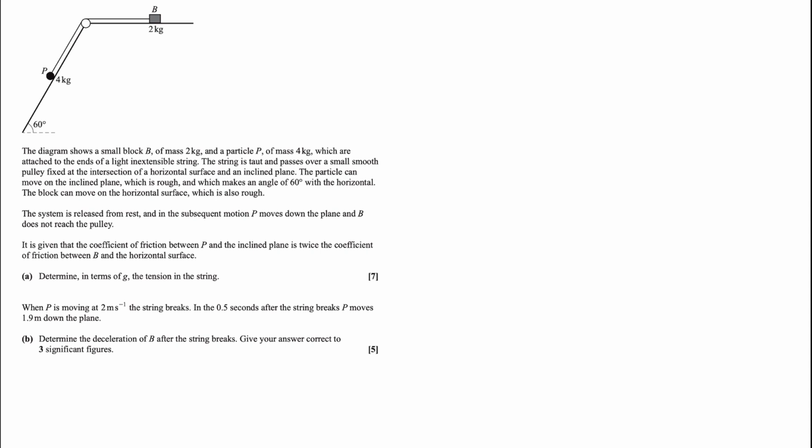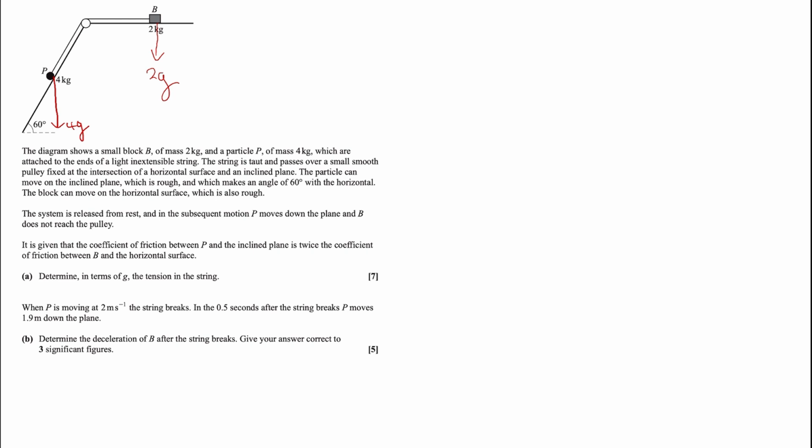Now what I do with these is as soon as I read something in the question, I start to draw it on the diagram. So the diagram shows a small block B of mass 2 kilograms, which means we're going to have the weight of B acting downwards. And similarly for P of 4 kilograms. Now remember, weight acts vertically downwards, doesn't it?